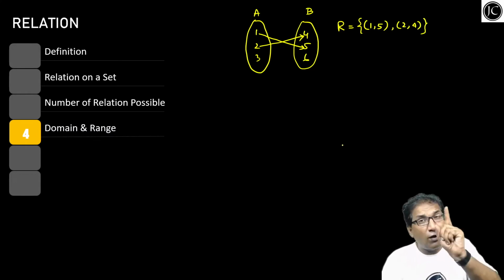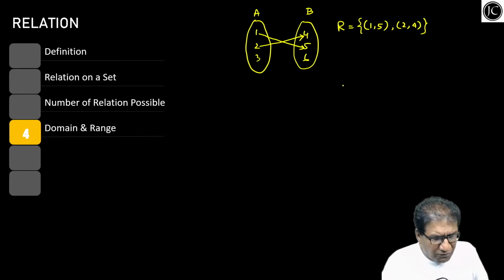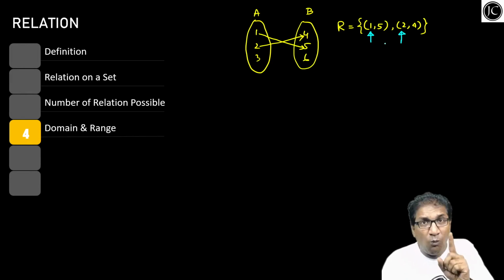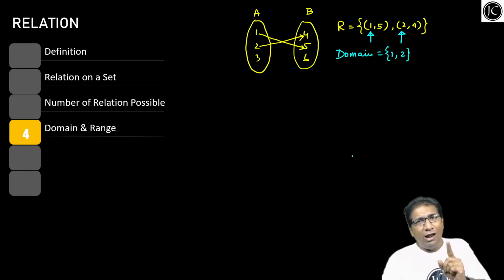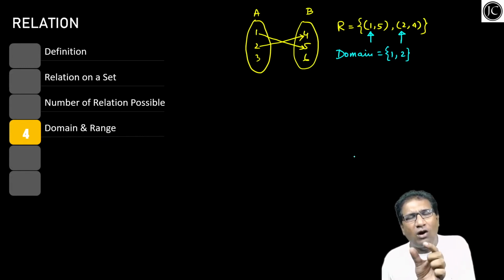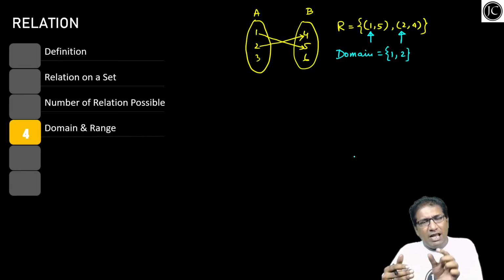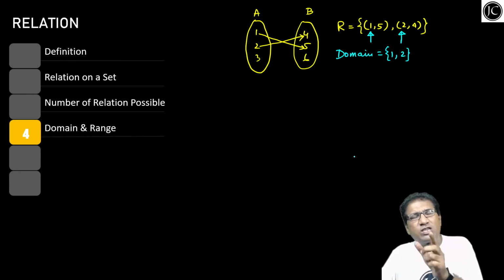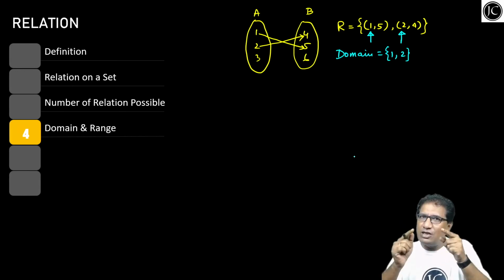Is it clear? Now, for each of these ordered pairs, you observe the first coordinate. The first coordinates here are 1 and 2, and that is your domain. So what is your domain? Your domain is {1, 2}. Always the first coordinates which participate in the relation. Whatever ordered pairs are participating in the relation, all the first coordinates will come in the set domain.